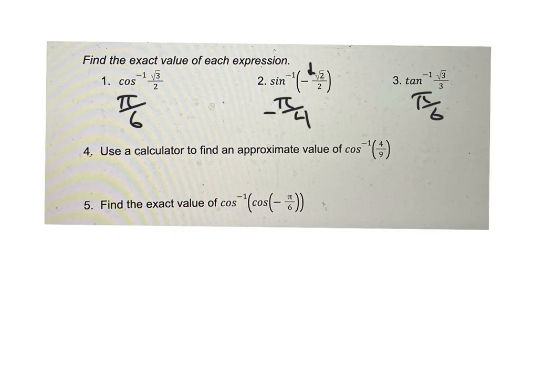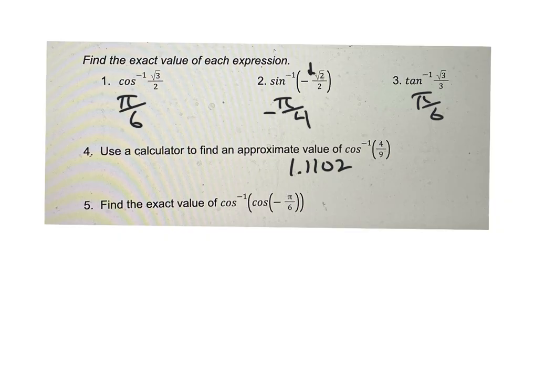Number 4, use a calculator to find approximate value of inverse cosine 4/9. First of all, make sure your calculator's in radian mode. These are all radian answers here at the beginning. Just hit the button, second cosine 4/9. You should see this right here, 1.1102.